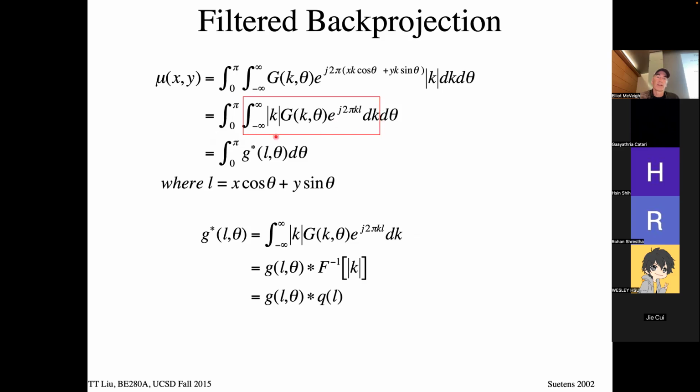We'll perform this 1D inverse Fourier transform first, and that gives us a new function that is now dependent on L, because we've done the inverse Fourier transform, and it's parameterized by theta. So we set theta here, and the integral is not dependent on theta. So I now have a new function, which we're going to call G star of little l, theta, equivalent to this.